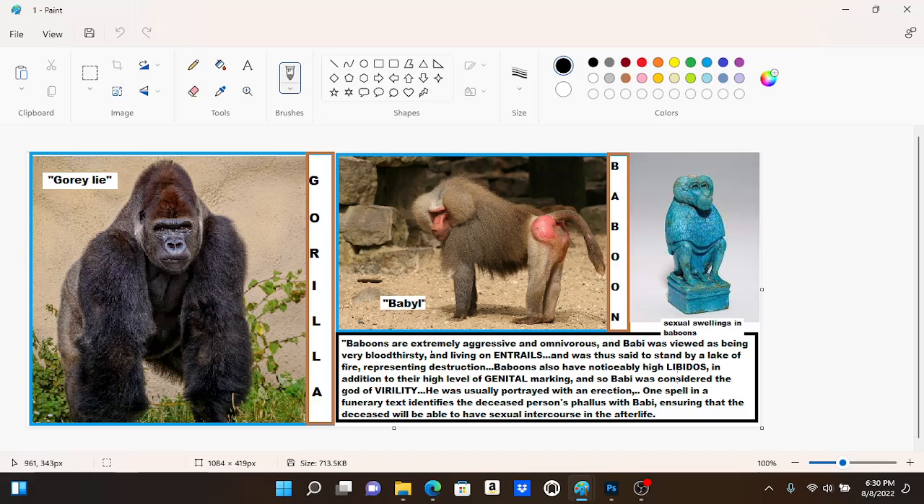Said he was usually portrayed with an erection. Phallic worship predominates throughout all religions in one form or another. One spell in a funerary text identifies the deceased person's phallus with Babi, ensuring that the deceased will be able to have sexual intercourse in the afterlife.